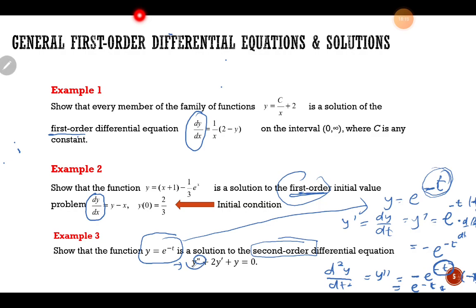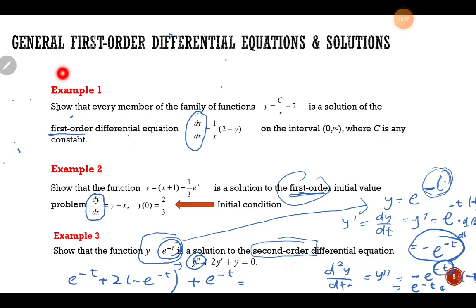So y double prime, so kita masukkanlah y double prime kita dapat tadi is e the power of negative t plus with 2y prime. This is 2y prime, this is our y prime. 2, our y prime is minus e the power of minus t, and plus with y. What is our y? Our y is e the power of minus t. Isn't it going to be equals to 0?